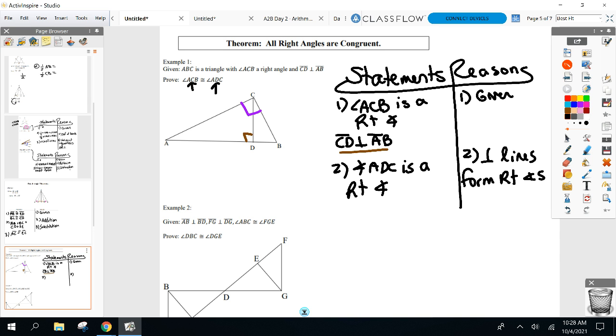Many times, kids beautifully mark it on their diagram, but forget to put it in their proof. This is what I grade. Make sure it goes in. Okay, do we now know both angles are right angles? Okay, now you can tell me they're congruent. Once you state both of them are right, then you can tell me they're congruent. Angle ACB congruent to angle ADC. And here's our new reason, only reason of the day today: all right angles are congruent. No addition, subtraction needed here. Just saying two right angles are congruent.